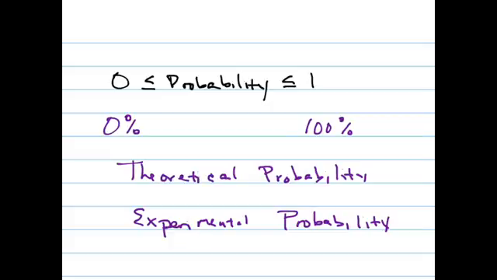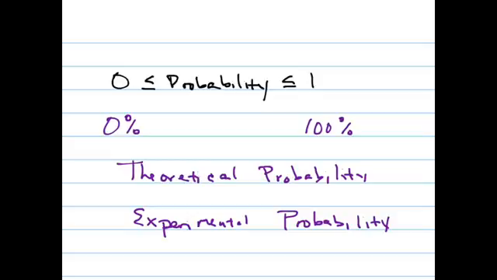So theoretical probability is essentially this. There's two sides to a coin, right? If I flip a coin, what's the probability that I'm going to get a head? Half. Now, if I flip the coin 50 times, how many times should I expect to get a head? 25 out of 50. That's theoretical probability. That's what I should get in ideal circumstances.